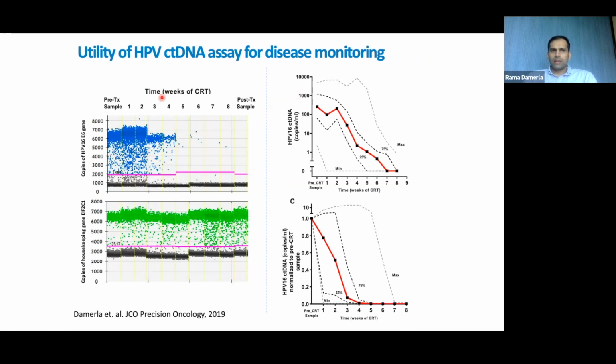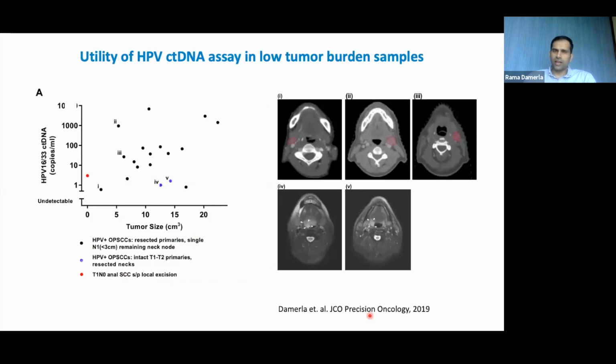Then what we did was we analyzed for HPV after every round of chemoradiation therapy. What we found in our samples was that the HPV levels go down, and by week 3 or 4, it actually goes down to undetectable levels. So we think that this test could be used for early detection of HPV-associated tumors from a simple blood test.